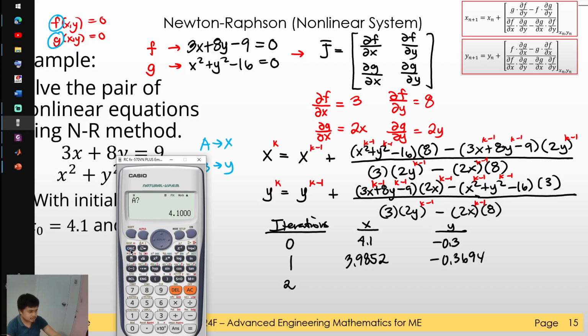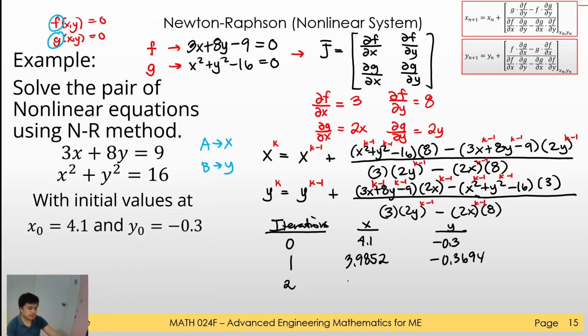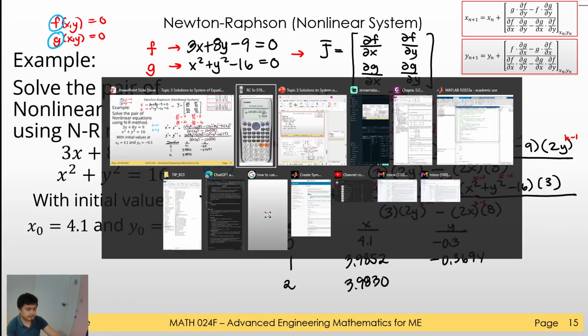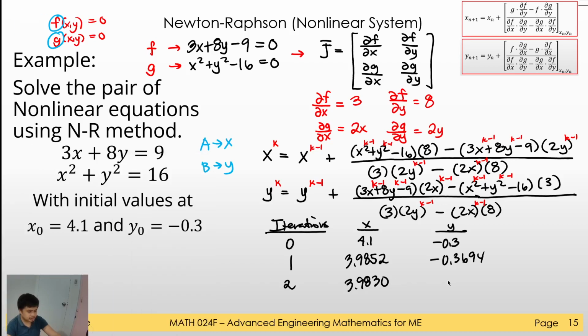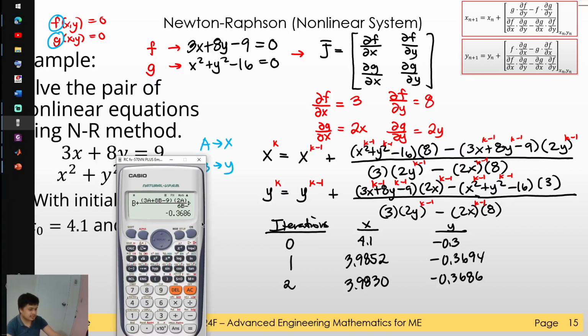And then for the second iteration, we can just utilize the previous formula, and then just update the values of x and y. So this will be 3.9852 for x and negative 0.3694 for y. So we get 3.9830 for x, and then for y, another one. Okay, the same thing now. So it is much easier to use the Jacobian strategy, you know. It is much faster since you don't need to change it every row. It is the same values.